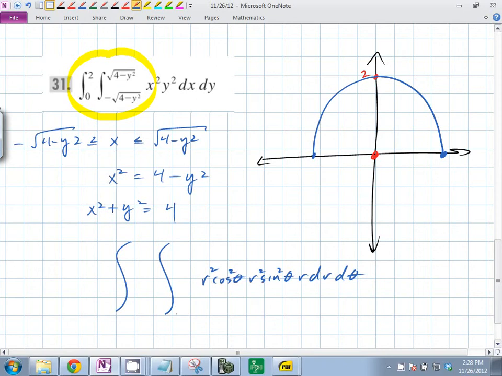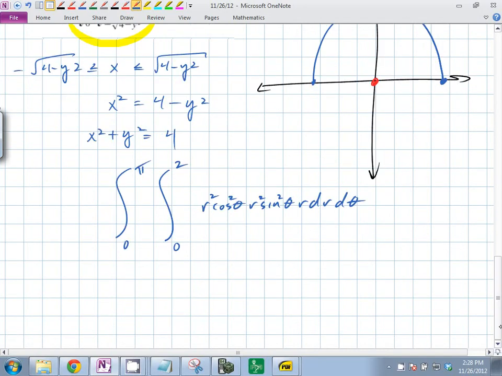R goes from what? 0 to what? 2. And what's theta go from? 0 to pi. Much nicer. Yes. And what power is R going to be? 2? Yes, you can do this out and get something nicer. 0 to 2 of r to the 5th cosine squared theta sine squared theta dr d theta.